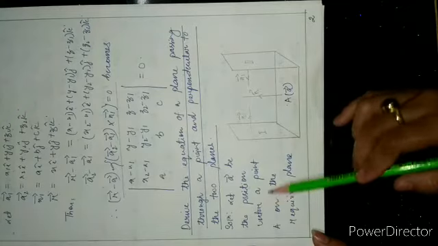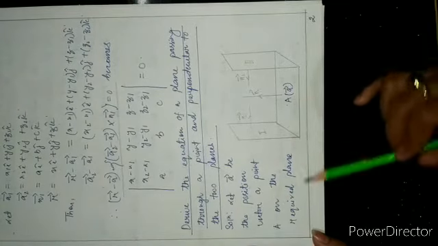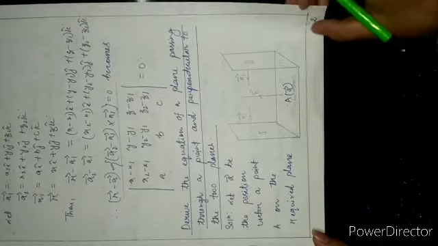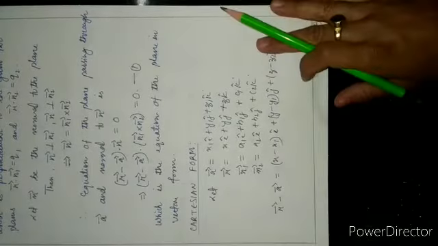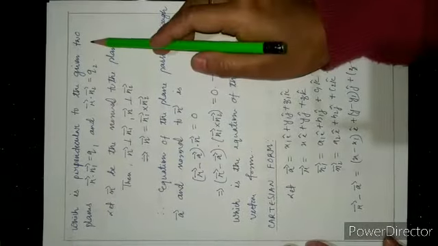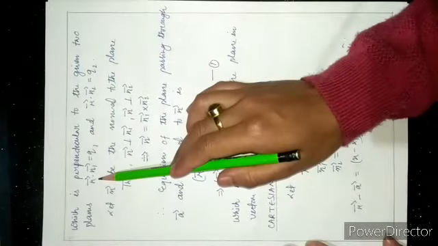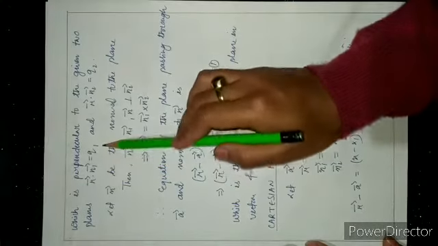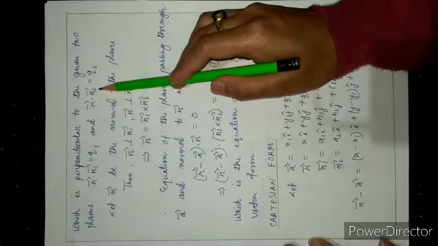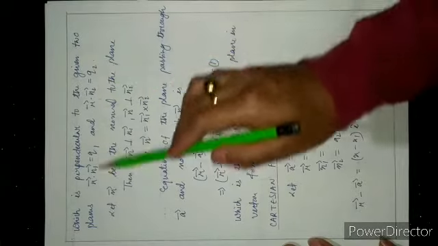Let a vector be the position vector of a point A on the required plane, which is perpendicular to the given two planes. Equation of the first plane: r vector dot n1 vector is equal to q1. Equation of the second plane: r vector dot n2 vector is equal to q2.